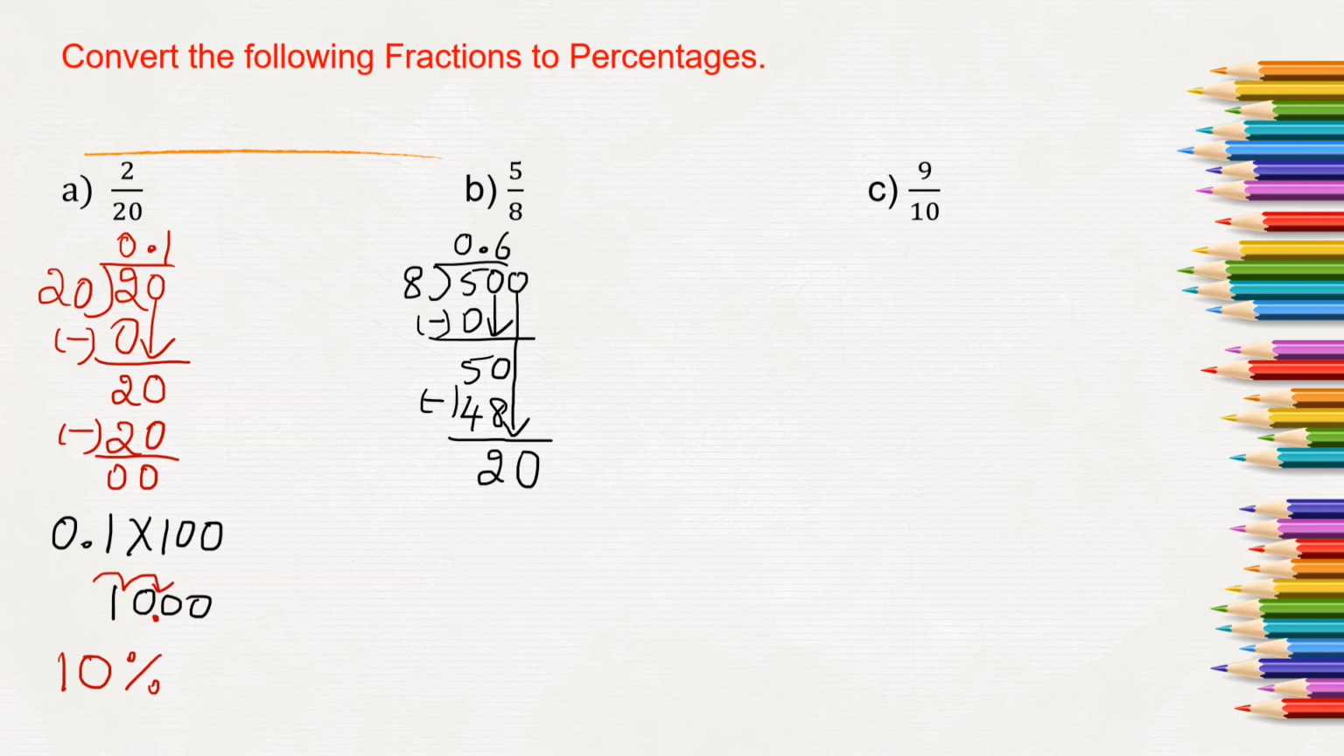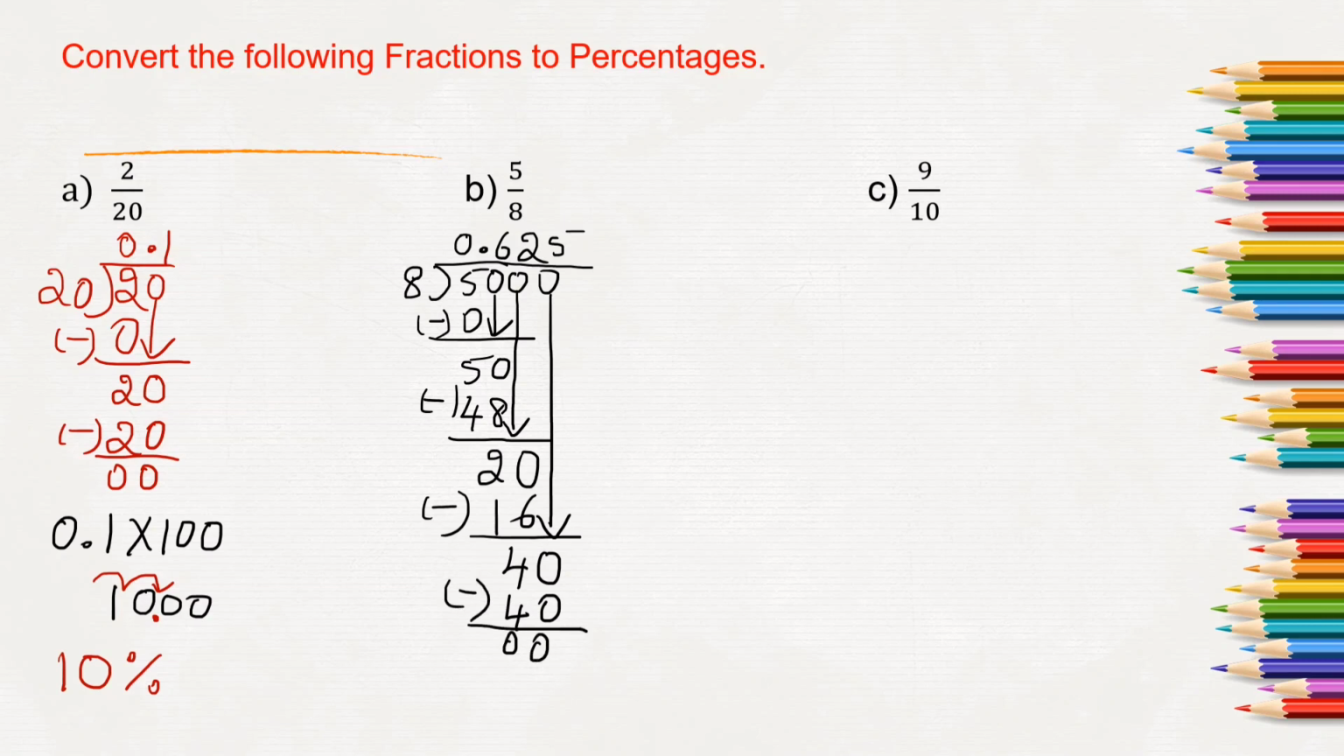Now we are left with 20. Now 8 ones are 8, 8 twos are 16, right? 8 threes, if we consider, will be 24. So 8 2 times, if we consider, will be 16. And then 20 minus 16 is 4. Again we are left with remainder 4. So again we'll have to place one more 0 and bring down that 0. Then it becomes 40. 8 5 times is 40. Now 40 minus 40 will be 0. Now we reached 0. No remainder is left and we got the result as 0.625.